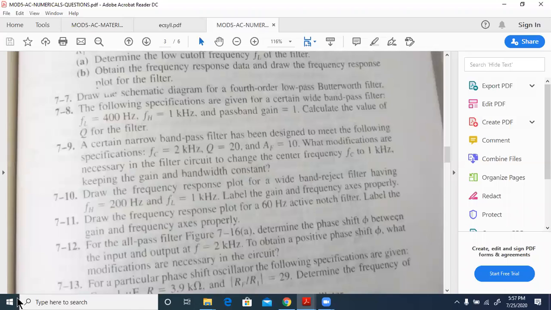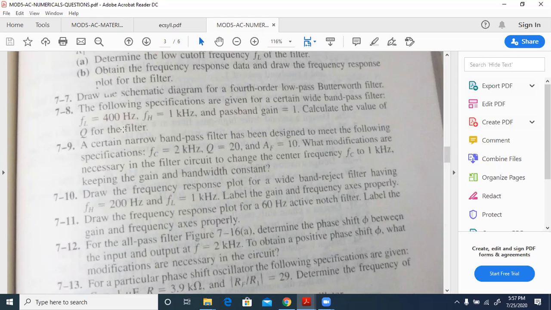That's not needed. Then the following specifications are given for a certain wide band pass filter: FL equal to 400 hertz, FH equal to 1 kilohertz, passband gain equal to 1, and calculate the value of Q for the filter. So we have the band pass filter, only it is wide band pass. Correspondingly, let us see what the circuit for that is and what the formulas are for that.